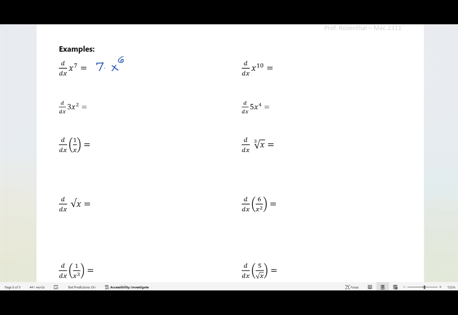Now, if they give you a point, like what is the derivative at the point x equals 1, you would plug it into this and you would obtain the derivative, or the slope of the tangent line at that given point. But right now we're finding derivatives in general at any point x.